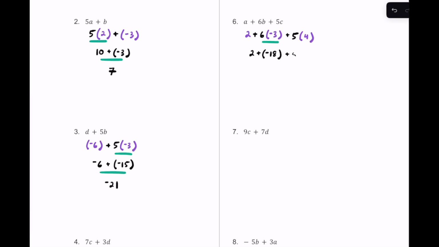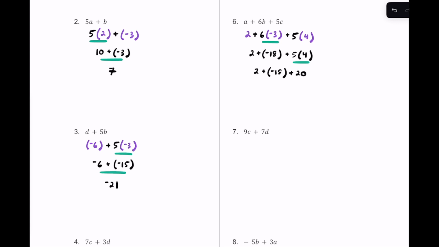Plus we still have this 5 times 4. Now here we have 3 operations, but multiplication is going to get to go first here. So 5 times 4 is going to be 20. So we have 2 plus negative 18 plus this positive 20.